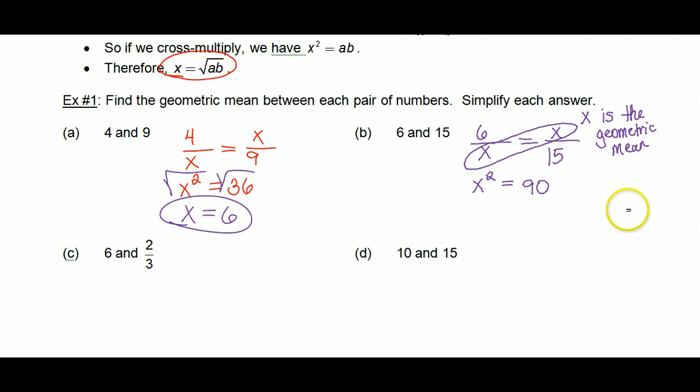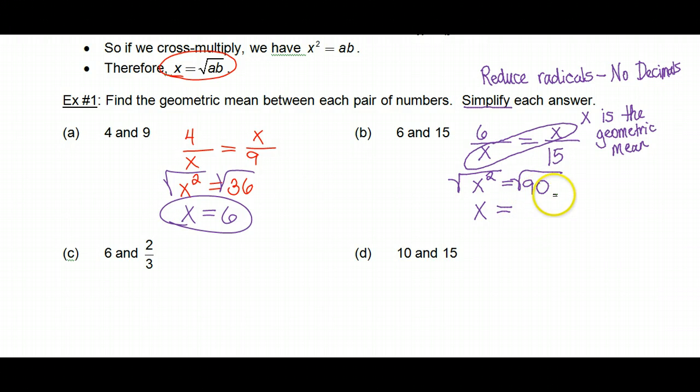Okay, so when it says simplify each answer, simplify means that we want to reduce the radicals. So we don't want to have decimals. So no decimals for these answers. I want to have them in what we call simplified form. Now, when we go to take the square root here, what do we get? So 90 is 9 times 10, so we're done? 3 root 10.